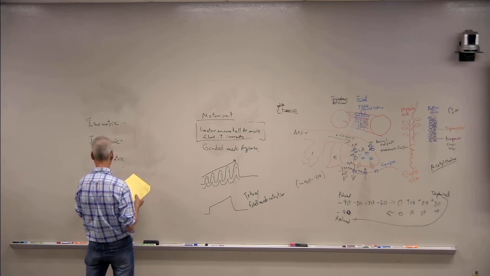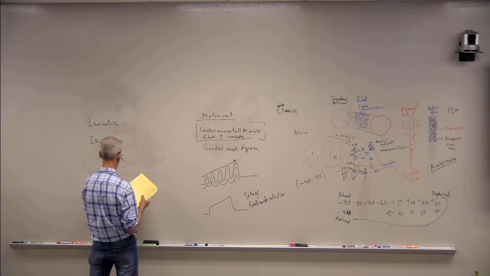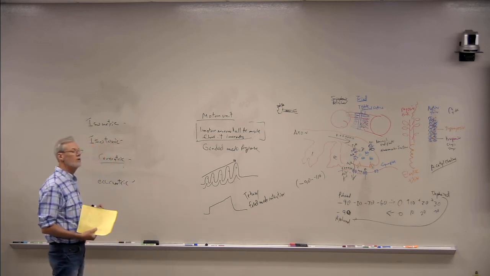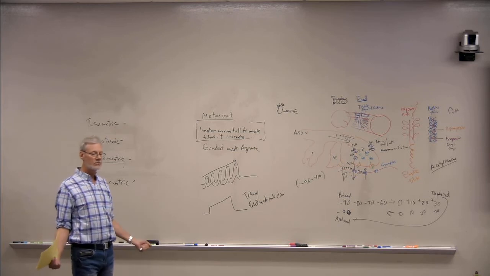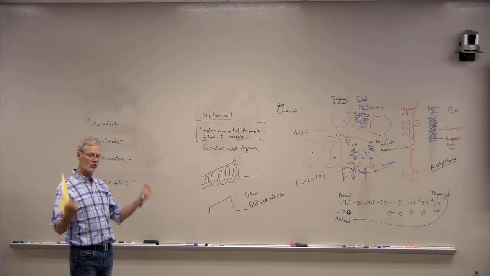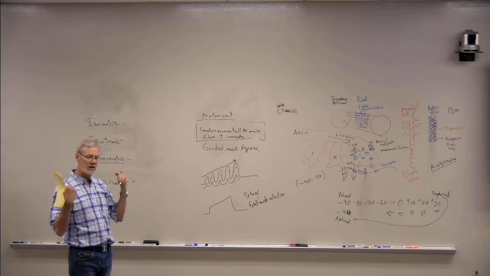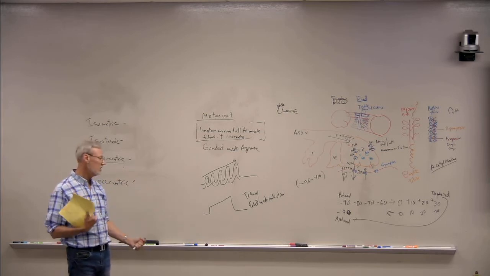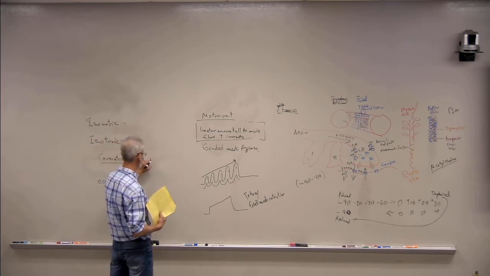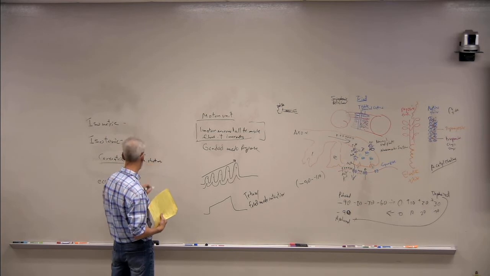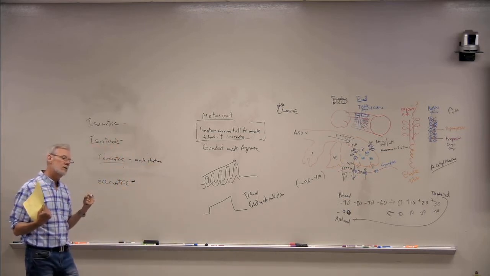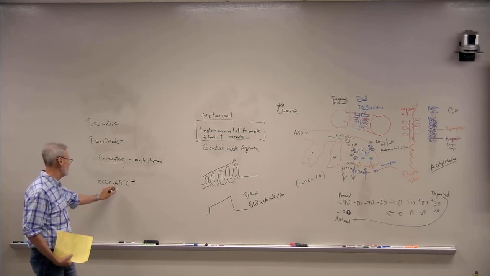C-O-N-C-E-N-T-R-I-C. Eccentric, right? In concentric, that's what we think about. If I'm doing curls and I'm doing this, that's a concentric muscle contraction, right? And I'm shortening the muscle, right? Here the muscle tension develops and the muscle shortens. Okay? Now, if tension develops and the muscle lengthens, that's called eccentric.